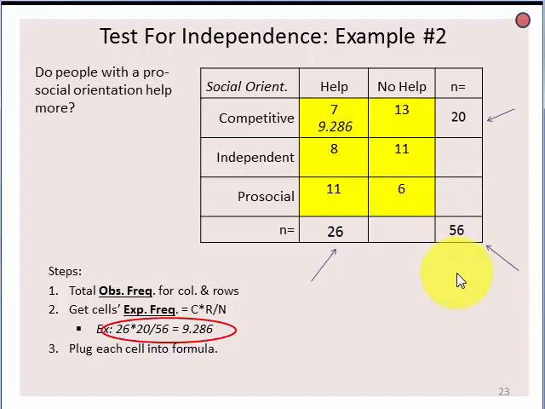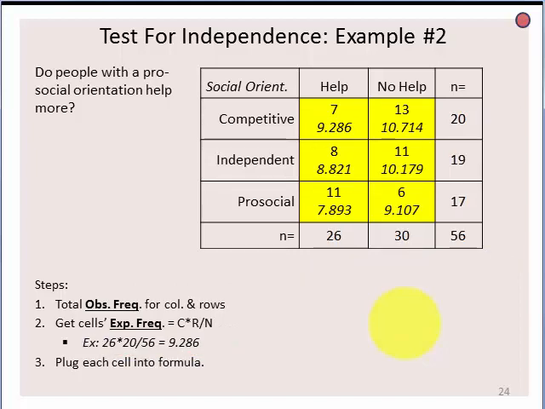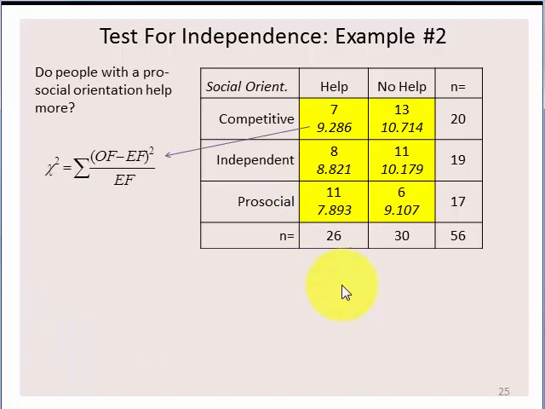Hit pause while you do that. So you should have gotten 30 and 19 and 17. And now you should be able to get the expected frequencies for these other cells. So hit pause and go ahead and do that. So this is what you should have gotten. Again, the top value is the one we saw. The bottom one is the one we'd expect to see if these two variables are not related to each other. Okay, so now we need to figure out the chi-squared formula itself.